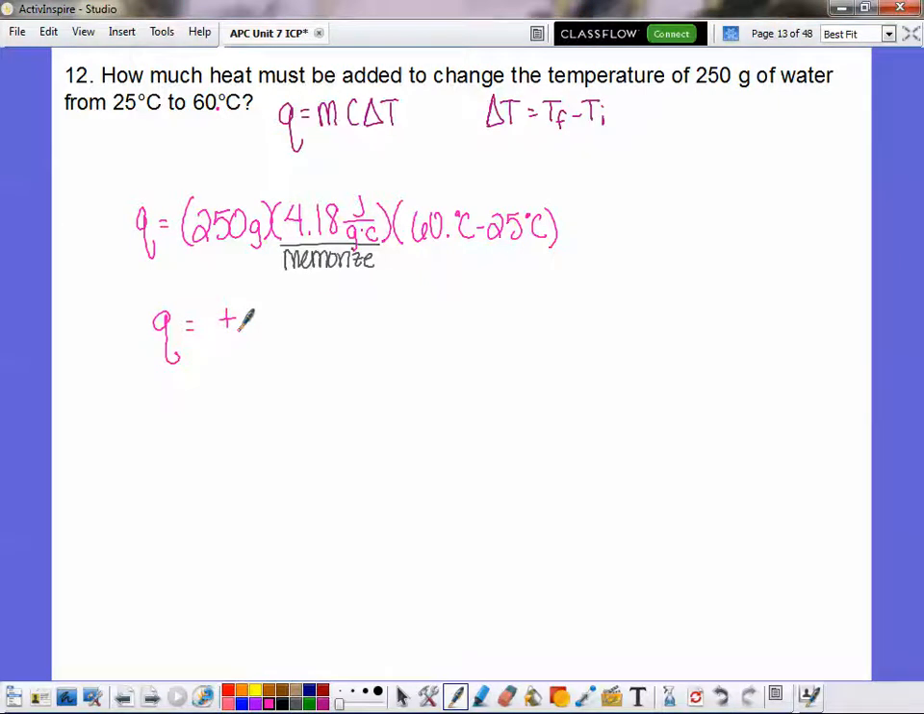So what did you get as your Q with proper sig figs? 37,000 joules. And unless it specifies, you can leave the unit in whatever you get it in. Unless it says calculate the Q in kilojoules, you can just leave it in joules. That's fine, unless it specifically asks for a particular unit.